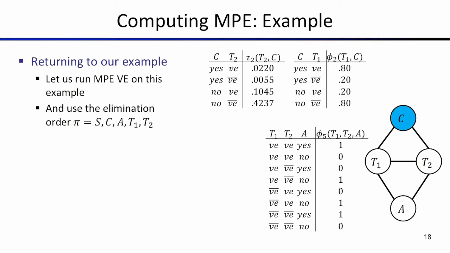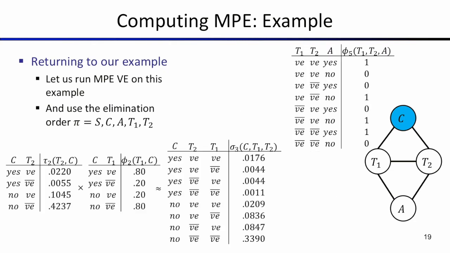Alright, so we have these 3 factors, and now the next variable to be eliminated is variable c. And if you look at the factors that mention variable c, we have one here and one here, just 2. I'm going to multiply them together and eliminate the variable c. So here we are. We are multiplying the tau 2 factor by the phi 2 factor. Again, this is the normal process of multiplication of 2 factors, the join operation that we have implemented in the tutorials, and we will not go through this.